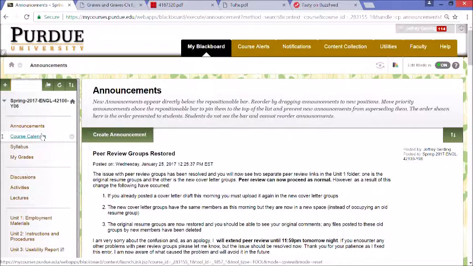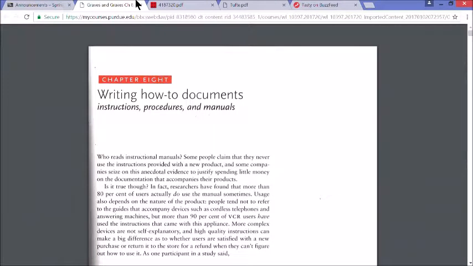Let me explain what I mean by returning to Graves and Graves Chapter 8, where they describe how visuals can be used to create meaning within instructions and procedures. Depending on the purpose, they argue, visuals can be used to clarify the text, support it, or supplement. They then, if you recall, identify four methods for relating text and visuals in order to create meaning within a document.